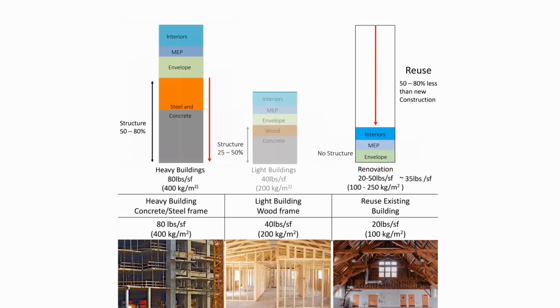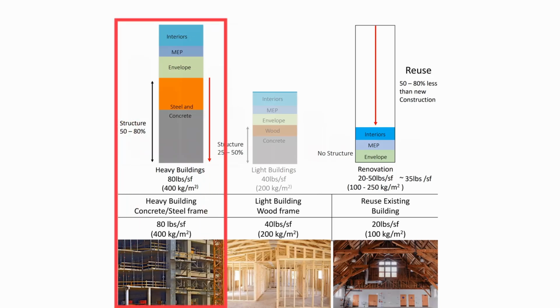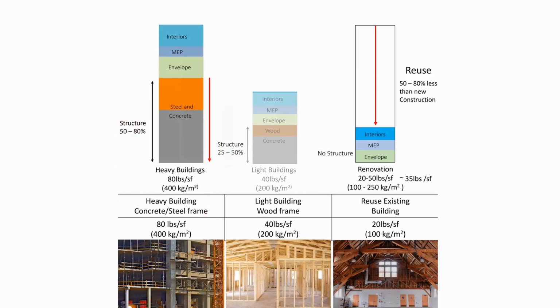So what does that mean? Well, we have to think about the type of building we're using, right? What are we thinking about building? What are we thinking about replacing? The embodied carbon of a heavy steel and concrete building, the majority of embodied carbon from these houses or these buildings comes from steel and concrete. So the less steel and less concrete we have, the more efficient that building is, right?